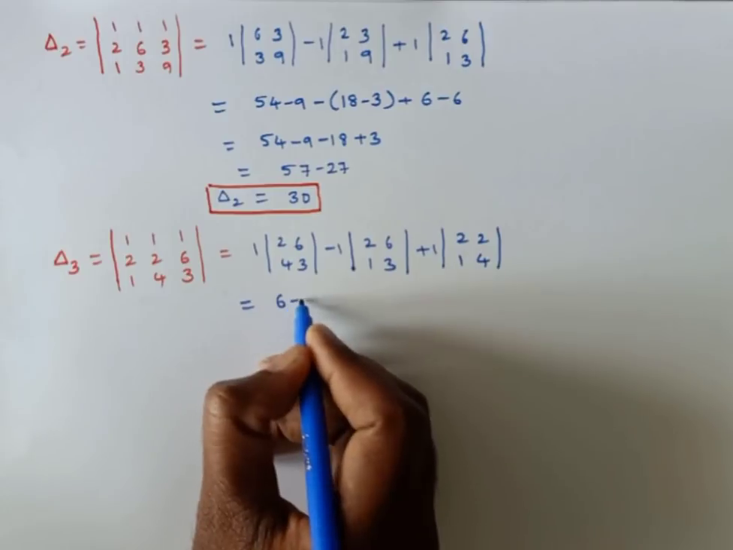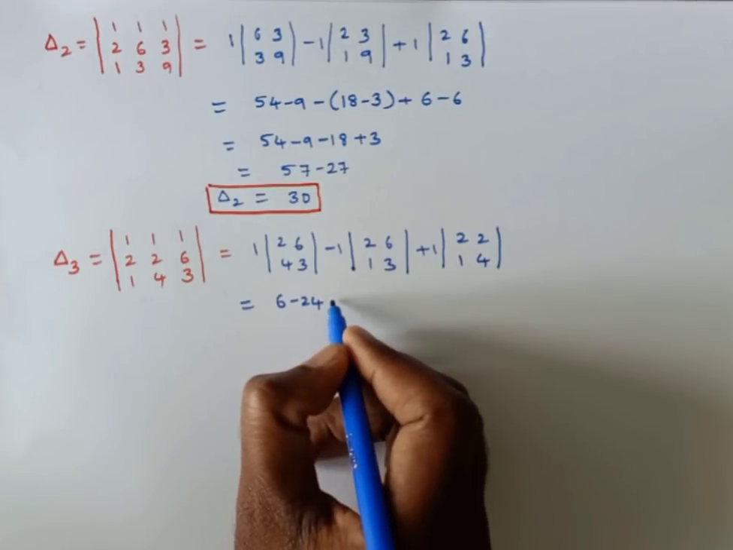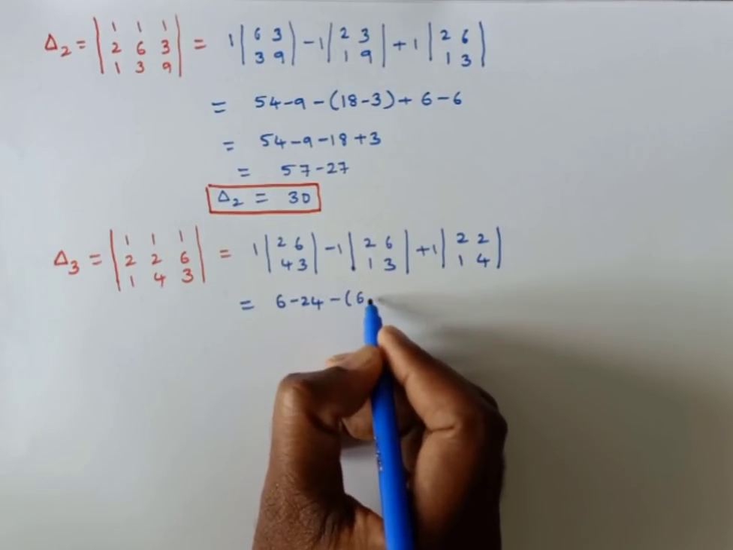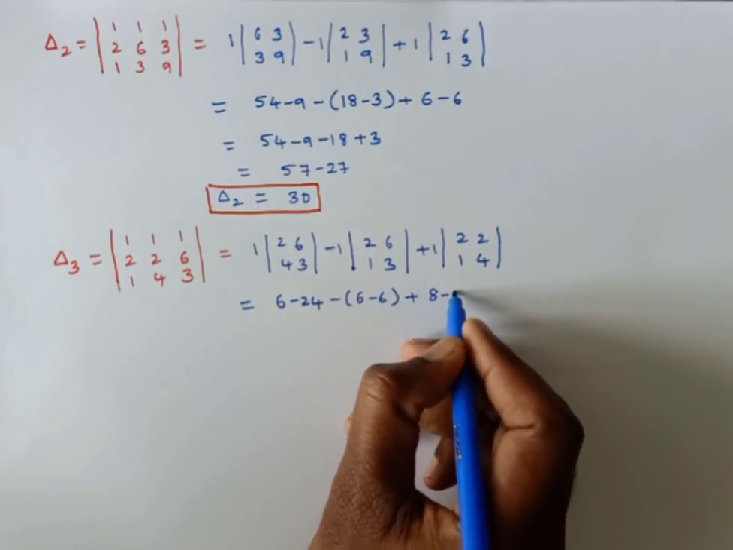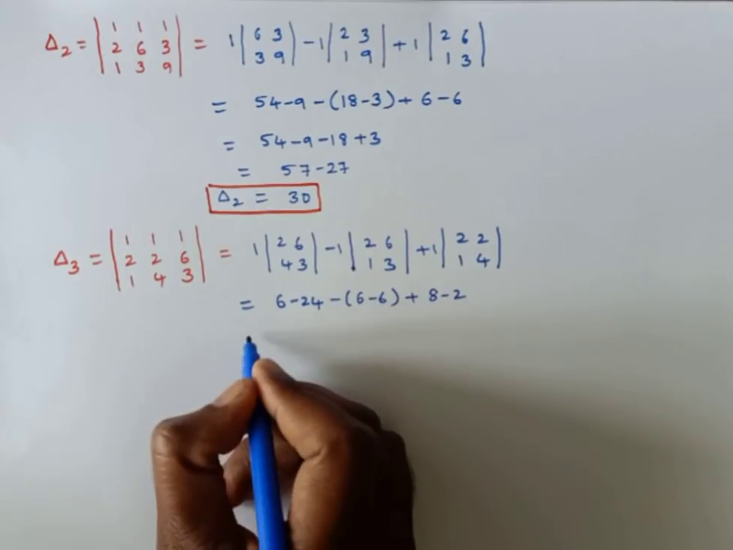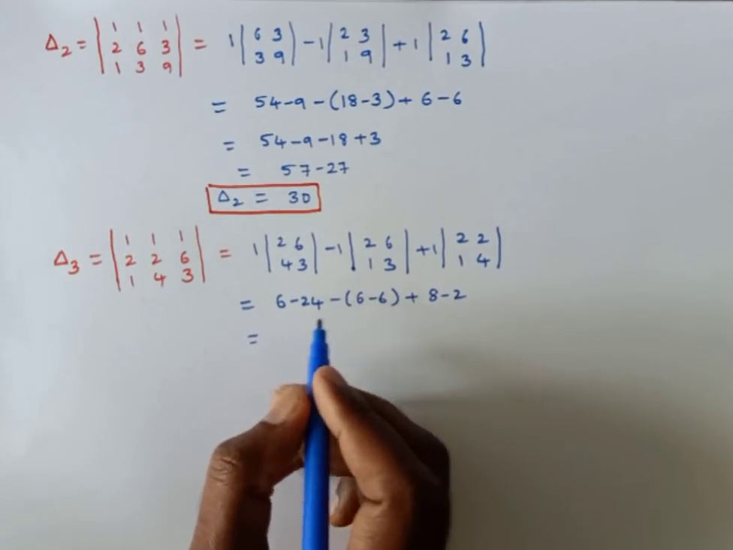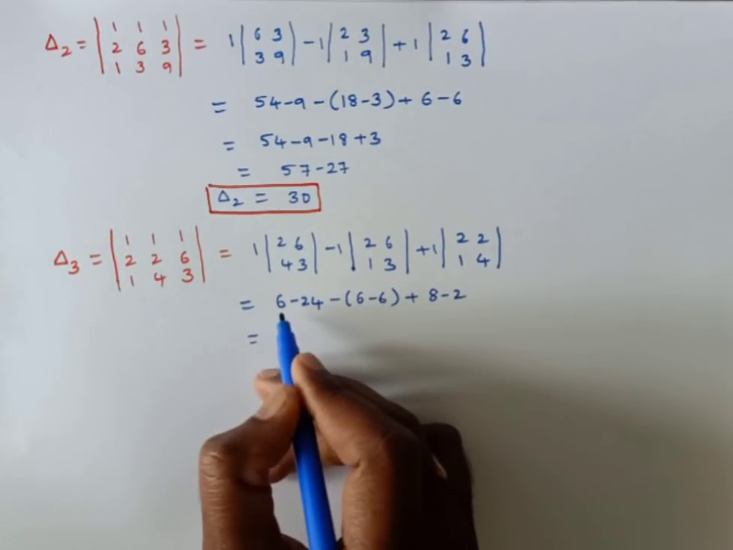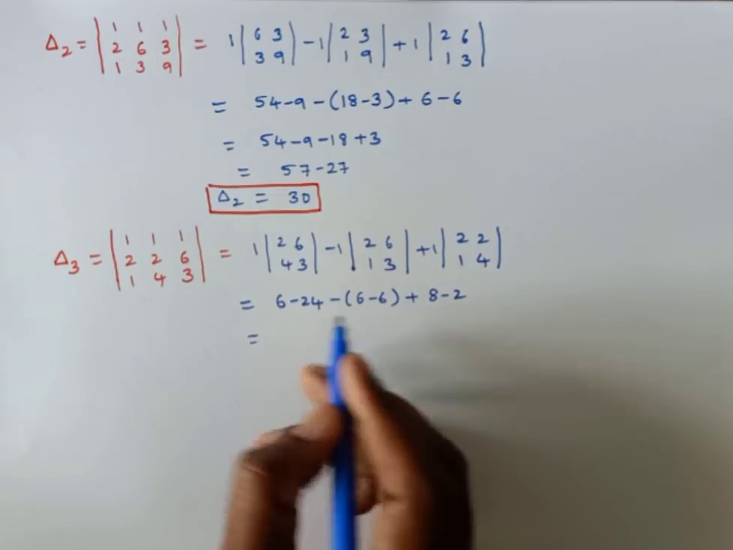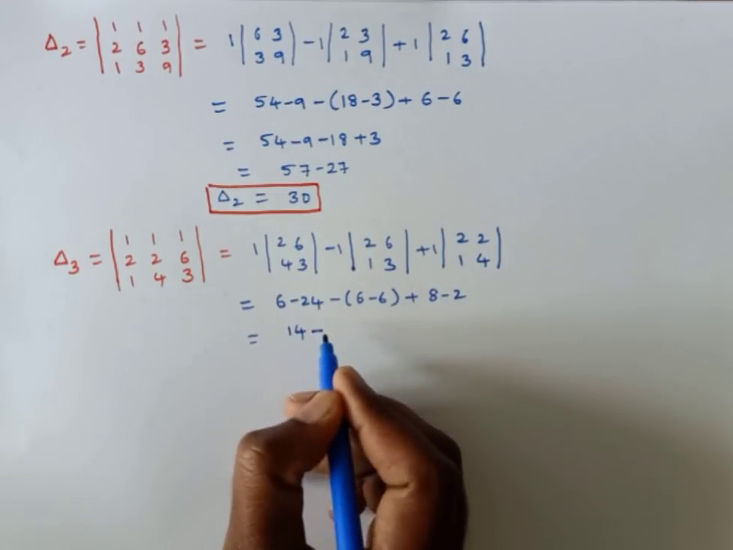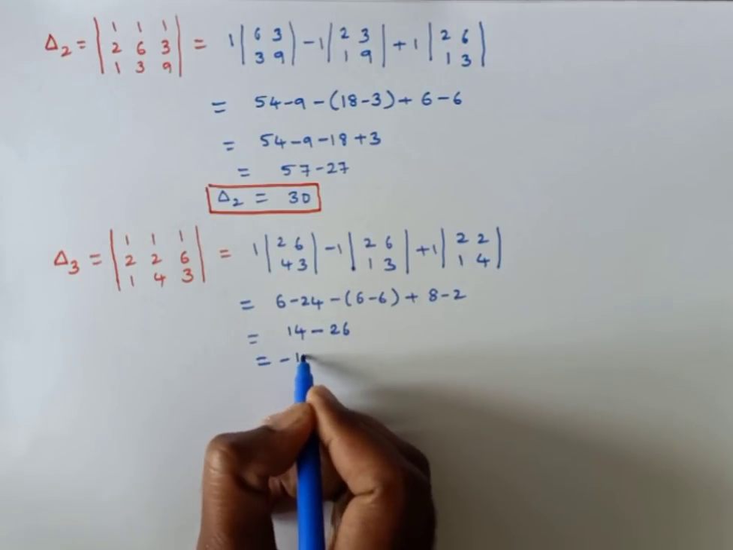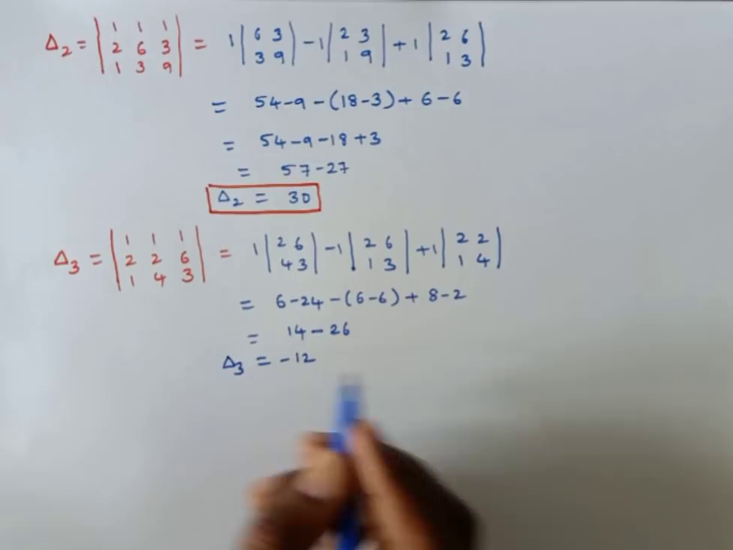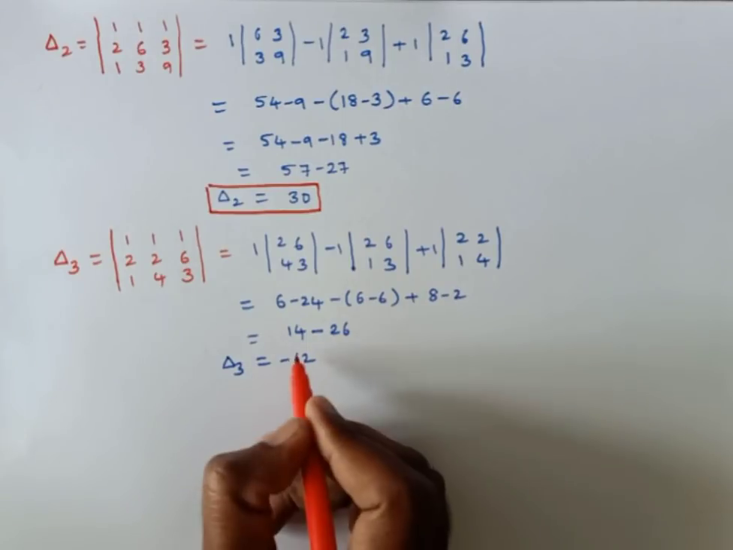Then it is 6 minus 24. Now it is 6 minus 6 plus 8 minus 2. Then the 6 and 6 get cancelled. So it is 6 plus 8, 14, minus 26. This is minus 12. So the value of delta 3 is minus 12.